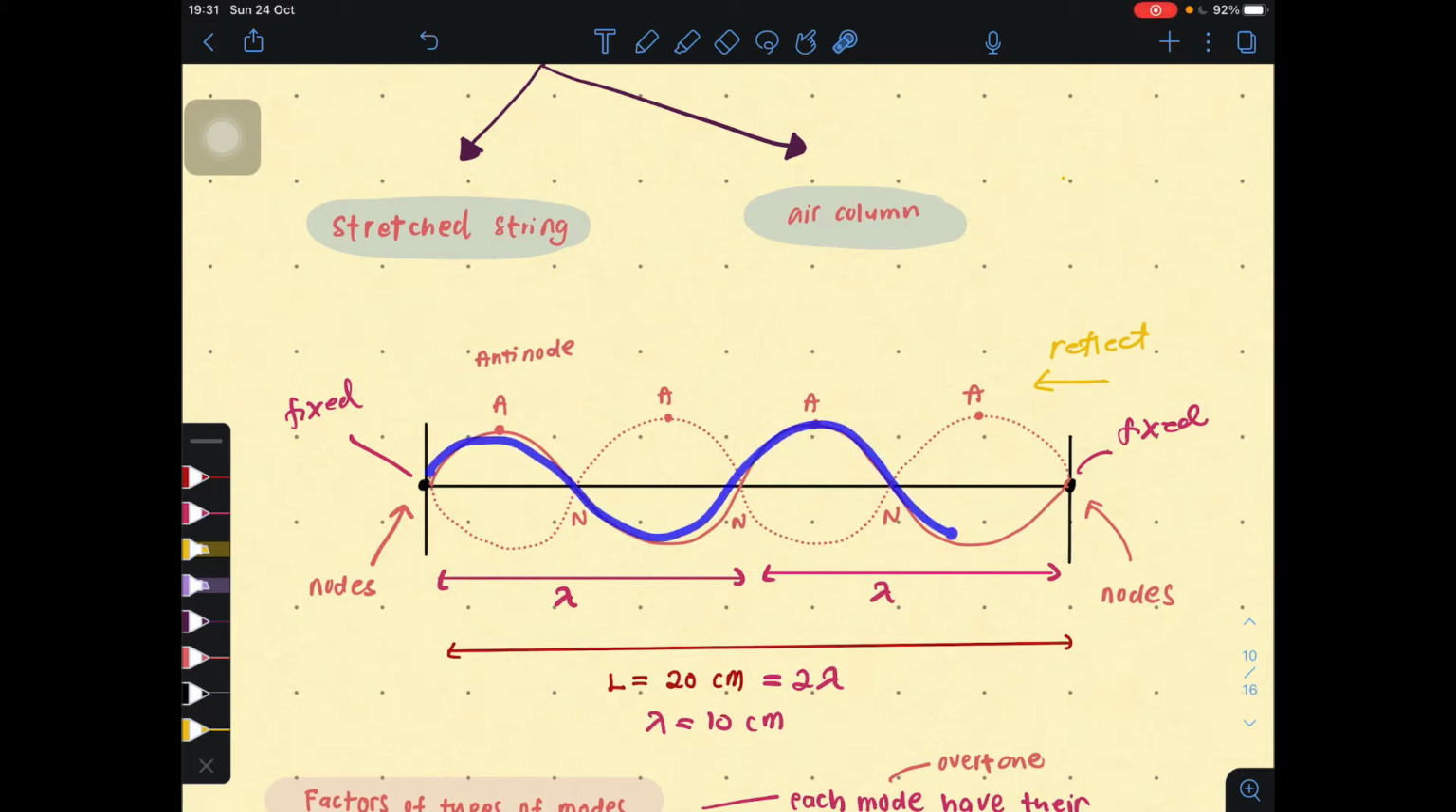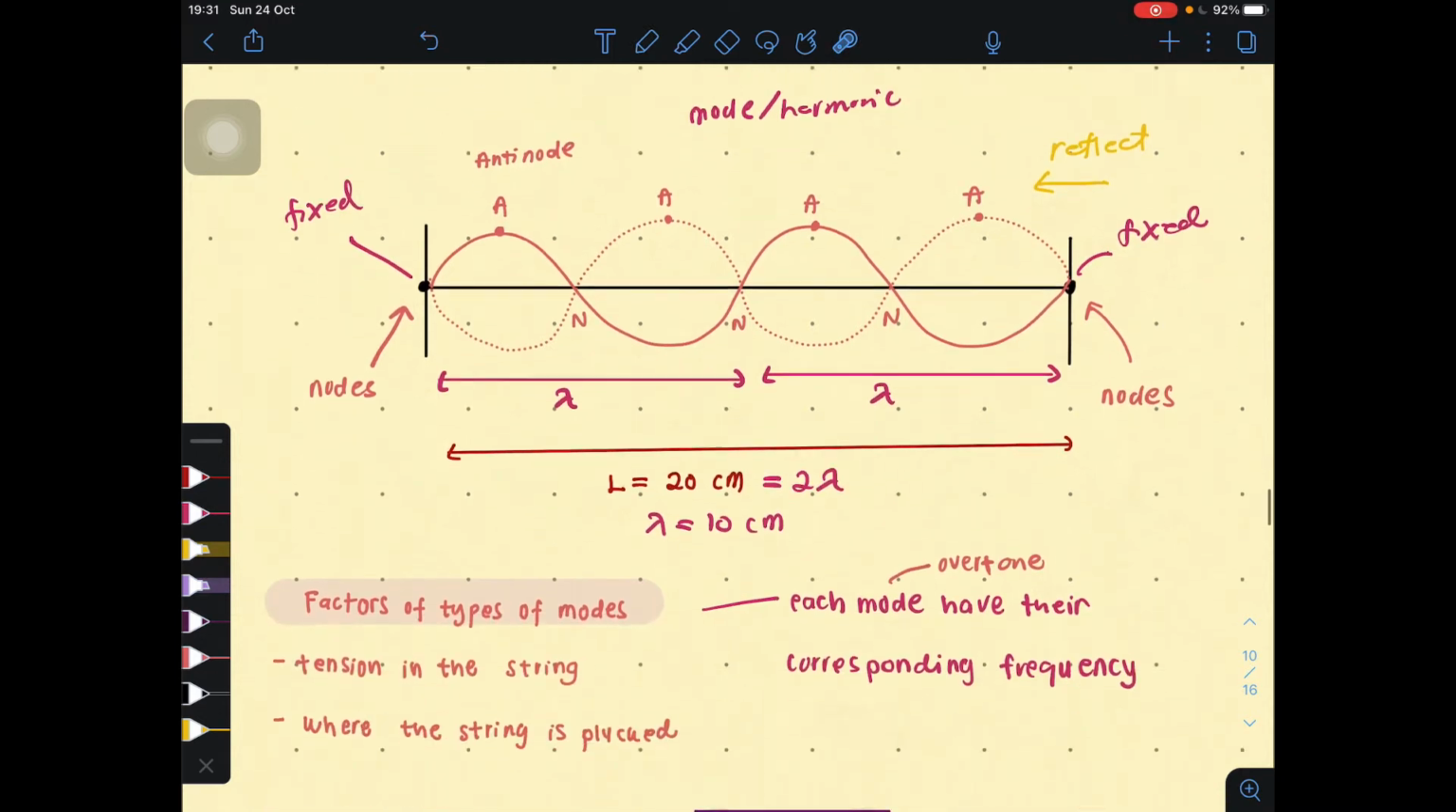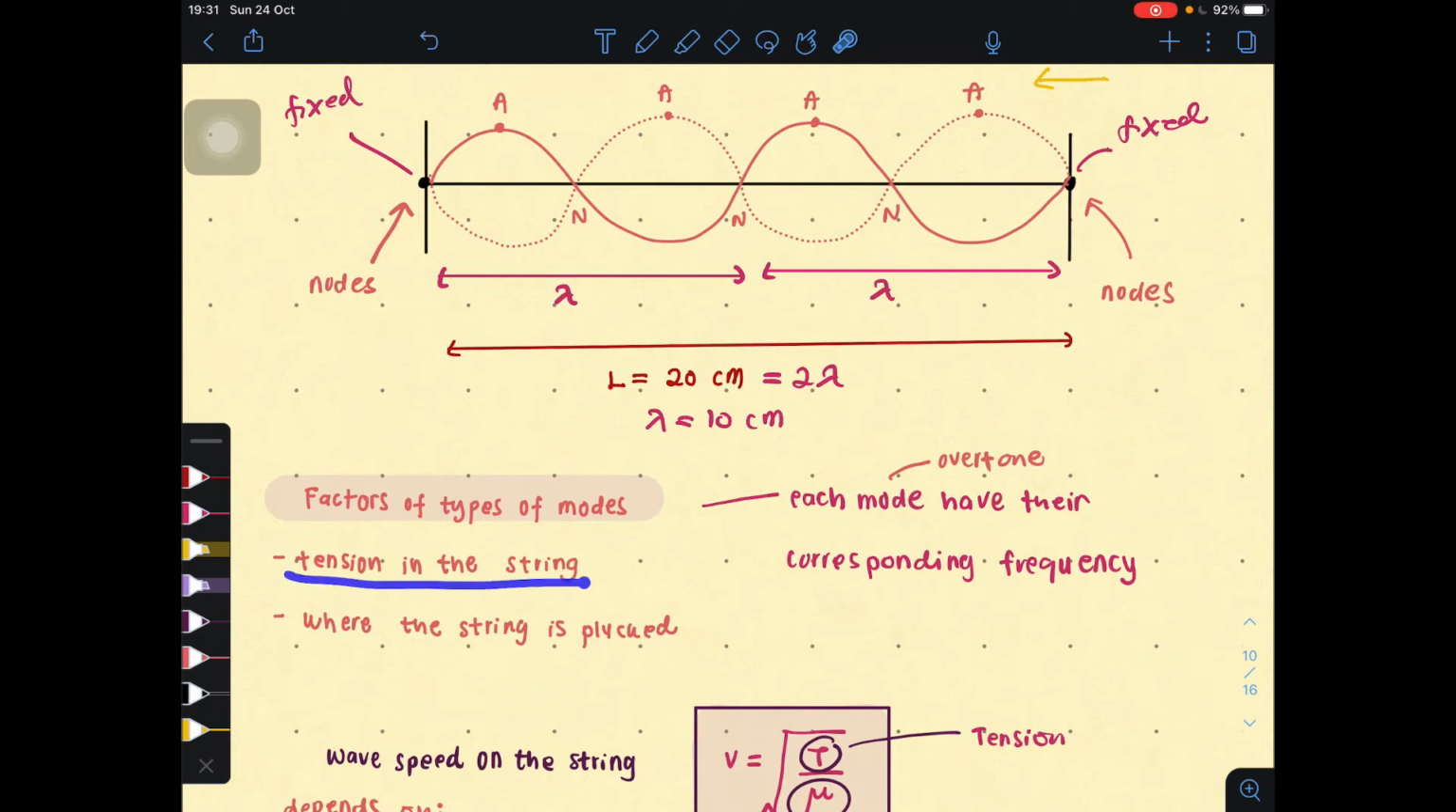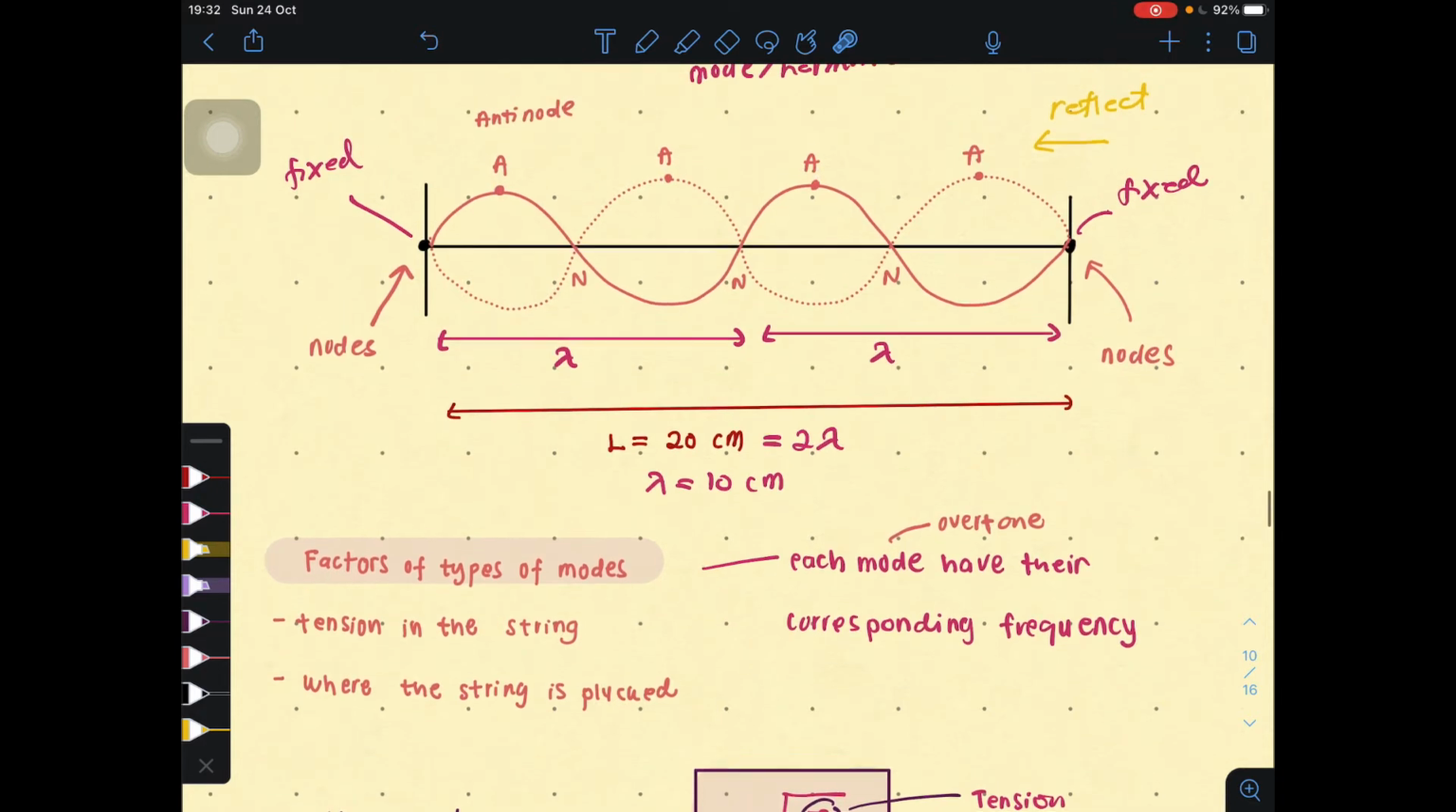The pattern here, we call this pattern the mode or harmonic. Mode dan harmonic ni akan bergantung kepada dua faktor. First one is the tension in the string. Second one is where the string is plucked. So depends kepada tension, tension untuk setiap string akan berbeza. Dan juga position di mana string tu akan dipetik. Adakah dia dekat sini or here or here. So depends kepada position tu, kita akan dapatkan different types of modes, di mana setiap mode ni akan ada its own frequency.